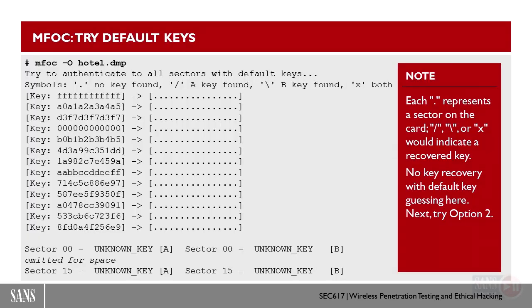All right, so looking at this, running MFOC and asking it to dump all of the contents with the -O. It attempts to read all of the sectors of the card using default keys. So all Fs, A1, A2, A3, and a bunch of default keys across a bunch of manufacturers. Unfortunately, in this case, it didn't recover the data from any of our known keys.